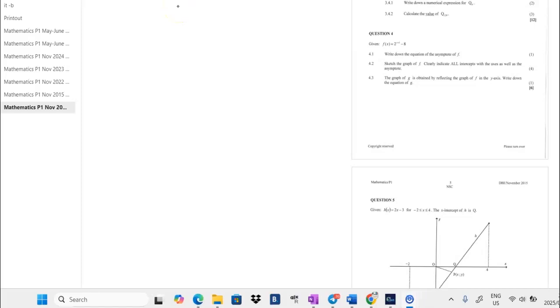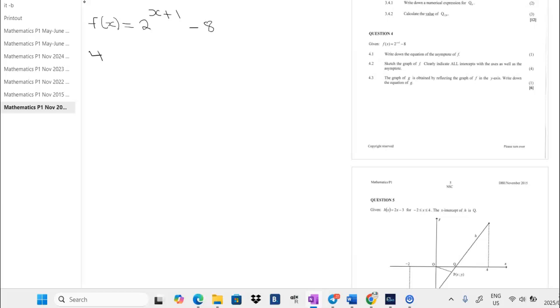Hi, today we're going to be doing an exponential function. We're going to be solving equations that involve exponential functions, and I got this question from Matric 2015, question number 4. It says f of x is equal to 2 to the power of x plus 1, minus 8.